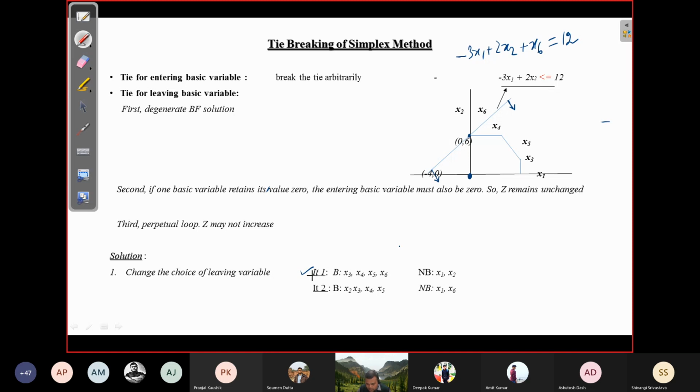right? Now, when you perform the minimum ratio test and all, just see what happens. So you include this in your table and see what happens. Tell me. Just try to solve it. Solve this problem using the same tabular method.